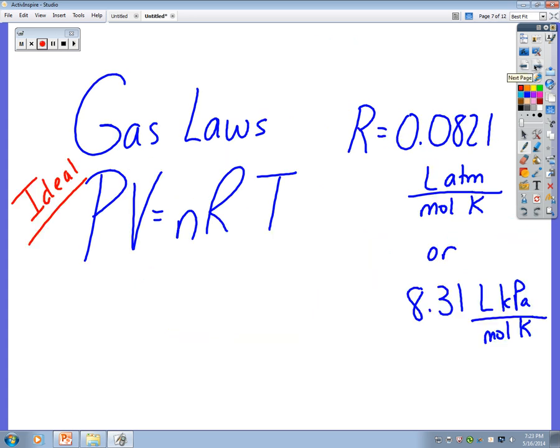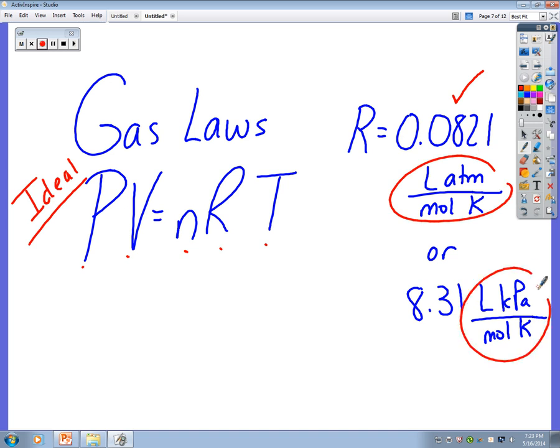Gas laws. This is the ideal gas law. PV equals nRT. Pressure, volume, moles, R. These are the values of R. Those are crazy labels. They're not an equation. And know that there's 2 different values for them.